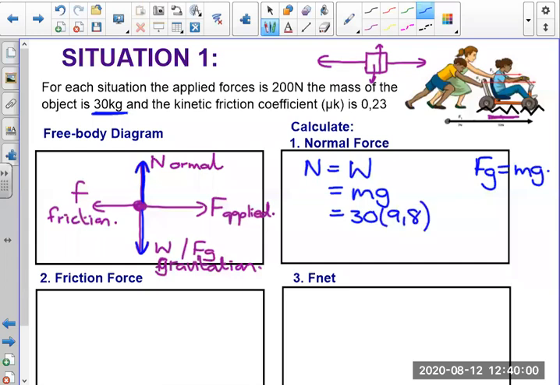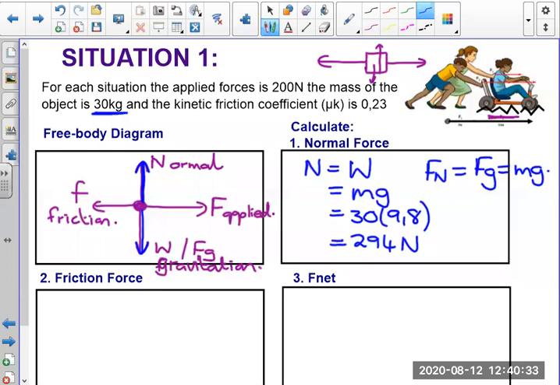Okay, so when we work out the normal force, remember this is not actually about the sum, it's just to give you the different situations that you can expect when we do this. So 30 times 9,8 gives us 294 newtons. And the normal force, of course, is the force that is going upwards. You could have used F normal equals Fg equals Mg. Those are also fine to use. Okay, that's to work out the normal force.